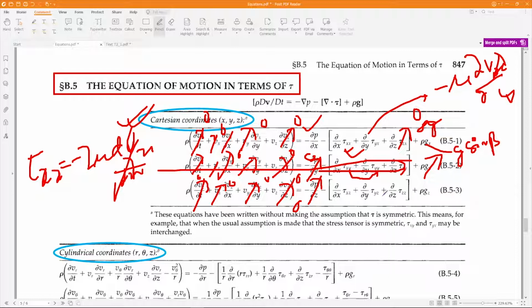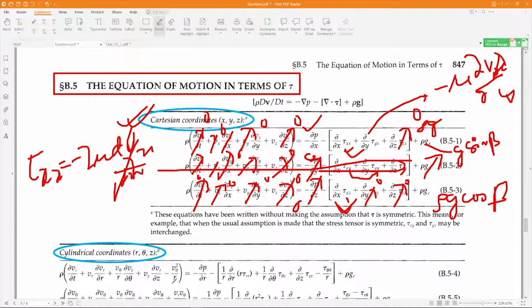However, for tau xz, this term will be there because Vz is a function of x, so it will be there. What about this? The Vz is not a function of y, so this term will be 0, right? And tau zz will be there because this will be Vz, right? Vz is not a function of z, so this term will be 0. And there is component rho g cos beta, right? So you have got three equations.